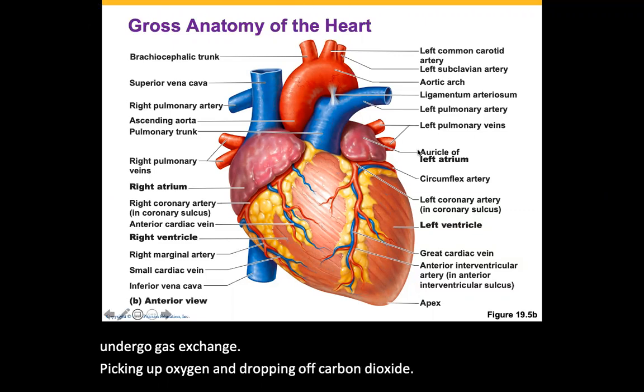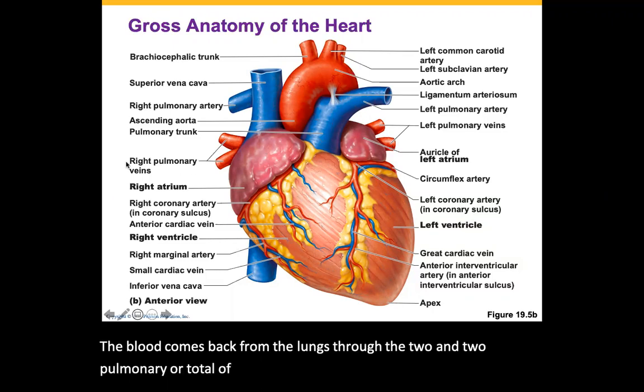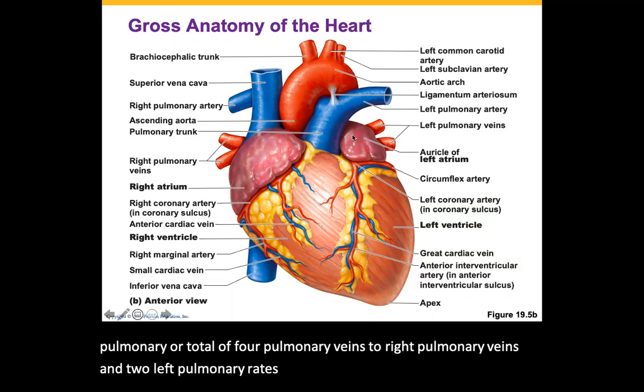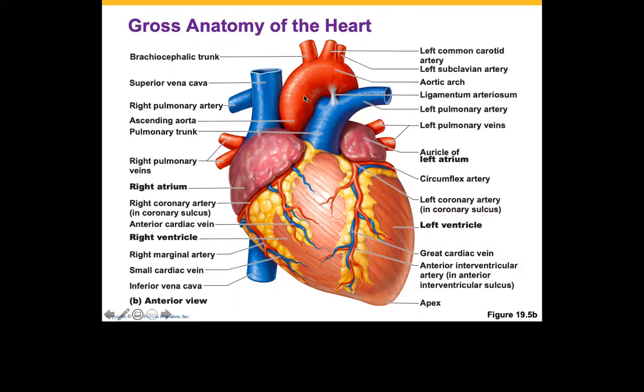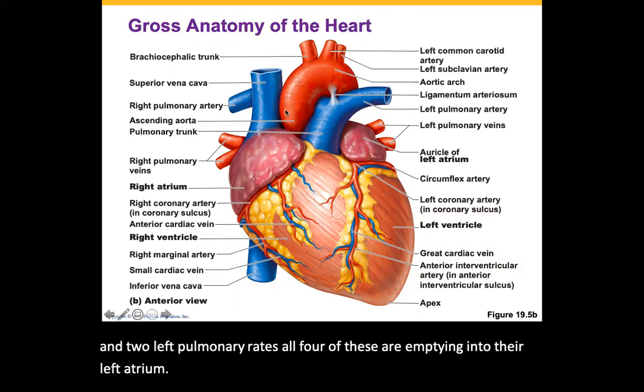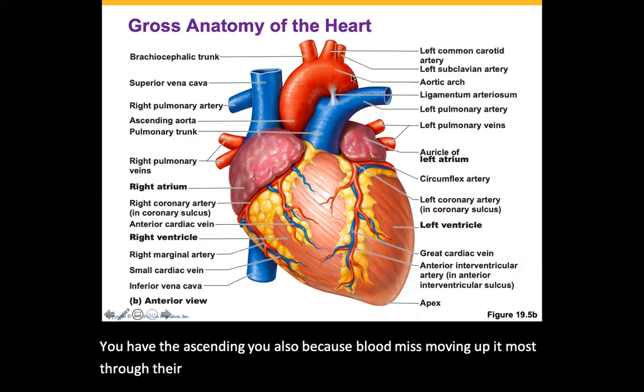The blood comes back from the lungs through the pulmonary veins, a total of 4: 2 right pulmonary veins and 2 left pulmonary veins. All 4 of these are emptying into the left atrium. Blood moves from the left atrium down to the left ventricle, and from the left ventricle it is pumped through the largest blood vessel we have, called the aorta. As I mentioned last time, looking at the labeling, you have the ascending aorta because blood is moving up. It moves through the aortic arch and then downward to the descending aorta.